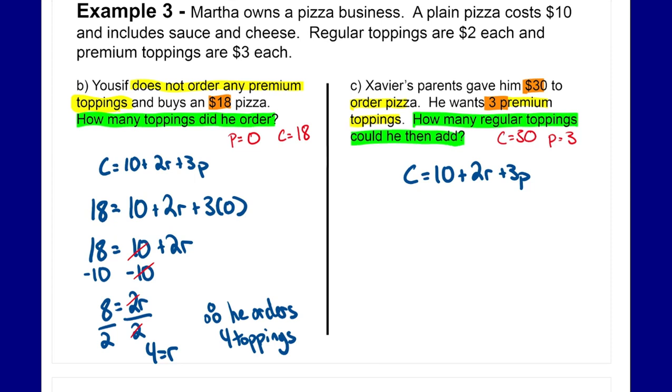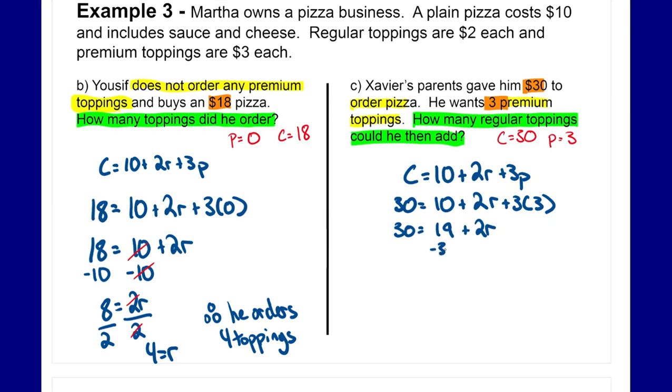So let's replace our variables with those values. So instead of c, I'm going to write 30 equals 10 plus 2r plus 3 times 3. So 30 equals 10 plus 2r plus 9. Just to save some room because I know it's going to be kind of jumbled at the bottom, I can add the 9 and the 10 and make it 19. So 19 plus 2r equals the 30. Now I'm back down to a two-step equation.